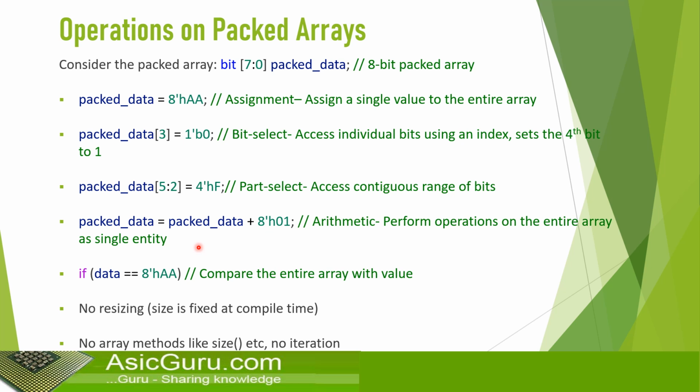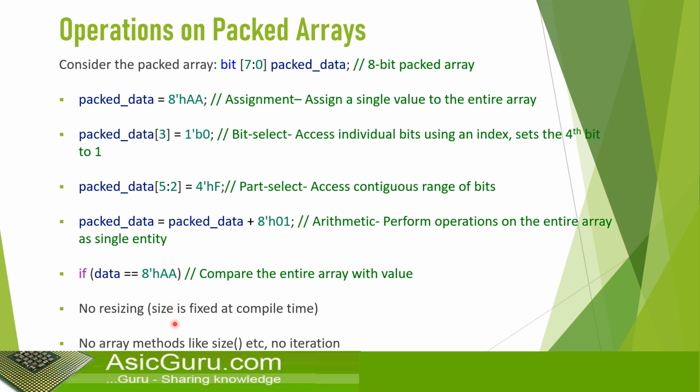Next is arithmetic operations. Arithmetic operations work on the whole array. For example, packed data equals packed data plus 8-bit hexadecimal value 1 means increment the value of the entire packed data array by 1. We can also compare the entire array with a value. For example, in this case, this comparison checks if the array matches AA. So we are adding the conditional logic here.